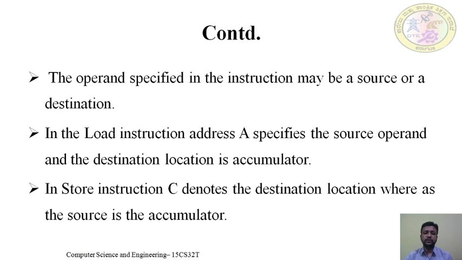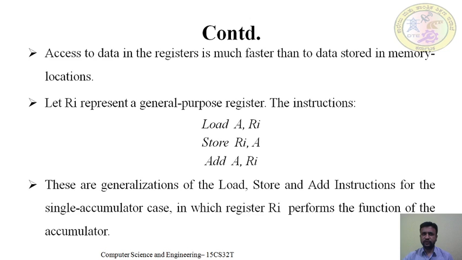So access to data in the register is much faster than the data stored in memory location. So the registers are having faster execution, so the access to data is much faster in register than memory location. So let RI represent a general purpose register. Then the instructions load A comma RI, store RI comma A, add A comma RI.